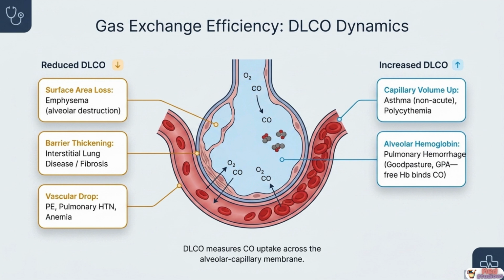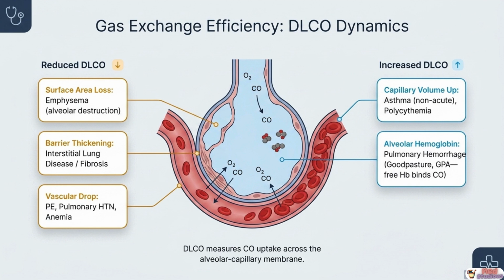DLCO measures the rate of carbon monoxide uptake across the alveolar capillary membrane, serving as the definitive functional test of gas exchange efficiency, and its value can move in either direction depending on the underlying pathology. Reduced DLCO has three distinct mechanisms.